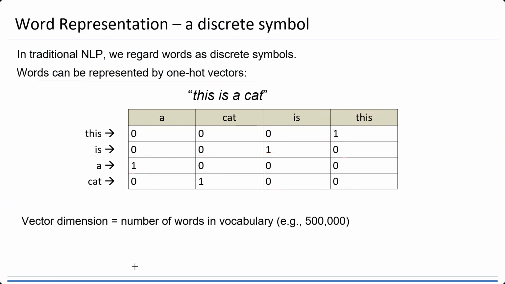If you want to represent with this method, with these discrete symbols, we have a vector dimension, and if we want to cover all the vocabulary, it is very huge. Why is it very huge? Because in the vocabulary, we will have about 500,000 words. So you can imagine the number of columns will be 500,000.